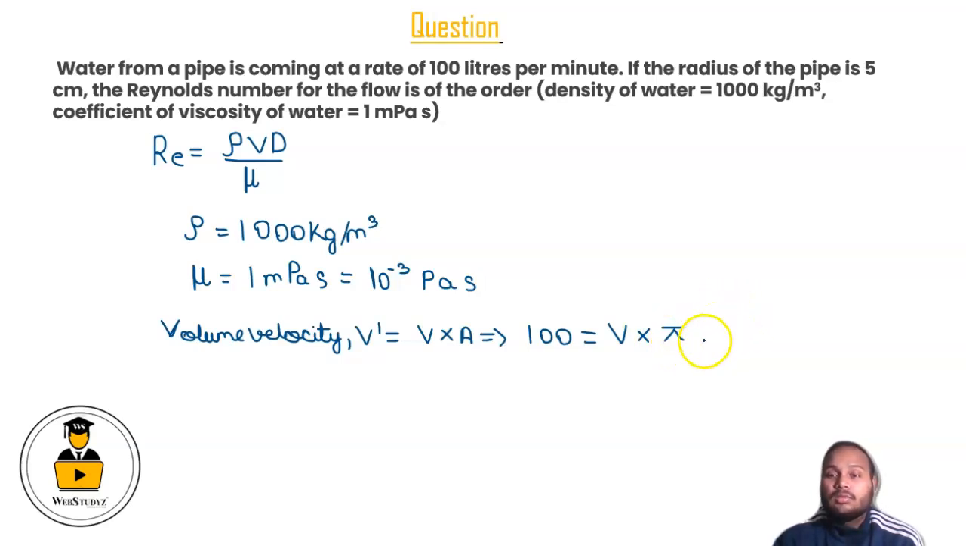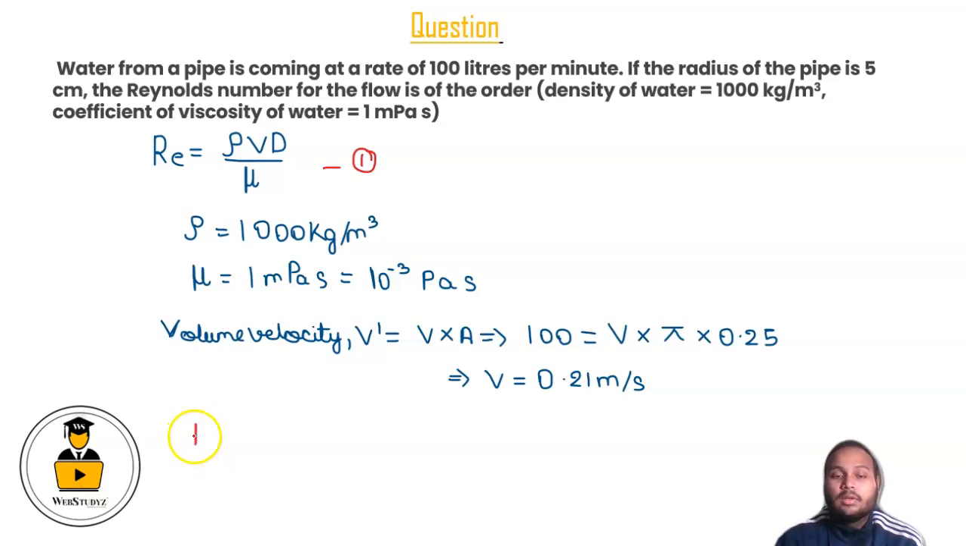Then what is r here? r is 5 centimeter. So we can write 25 for r squared, and later convert it into meters. From here our velocity will be 0.21 meter per second. Now we have got all the values. Let us substitute all the values in equation 1 and calculate the Reynolds number.